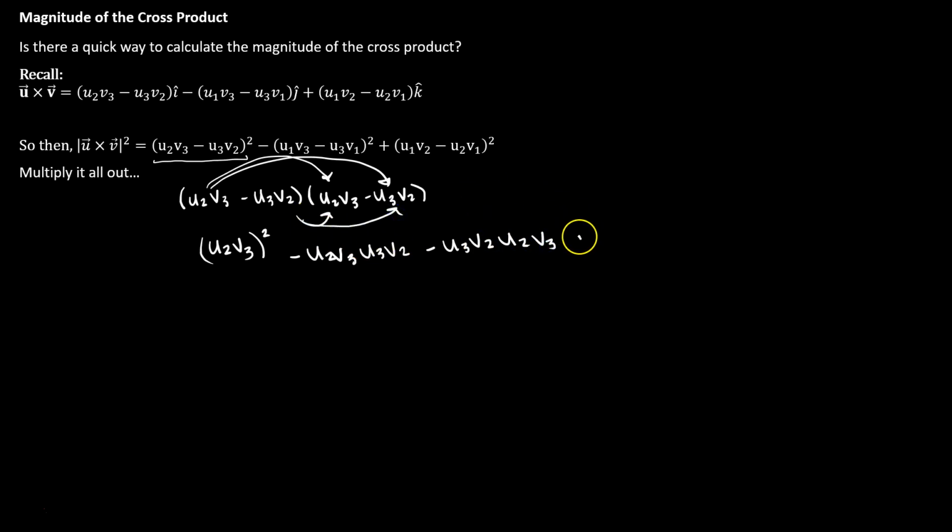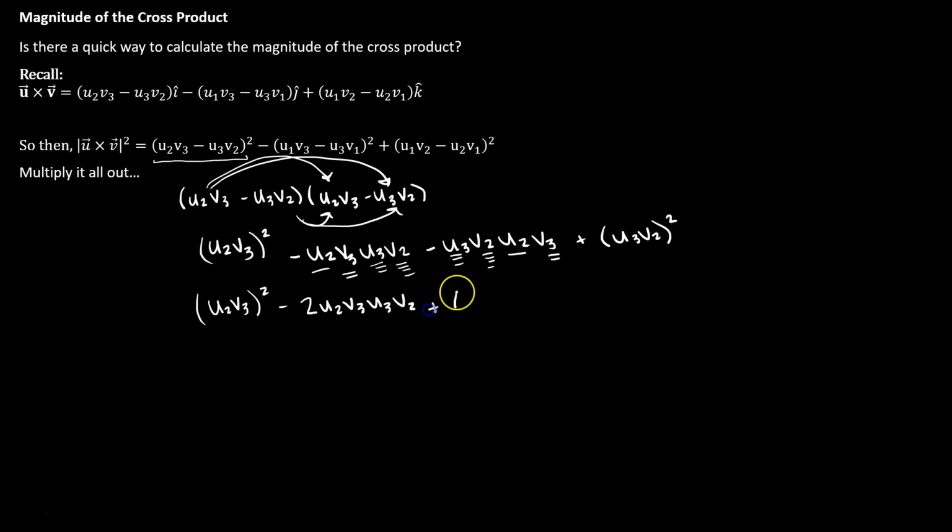So we're just using FOIL here. That would be u3 v2 quantity squared. And the middle terms, although they look slightly different, they're actually all the same factors. I have a u2, I have a v3, I have a u3, and I have a v2. So even though they're in different orders, they are the same products. So I can group them together and say that I have two of them. And I'm just picking the order from that first version arbitrarily. It doesn't matter which one you keep.